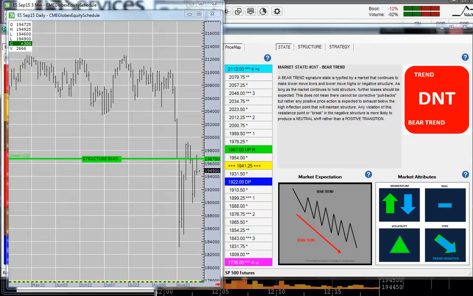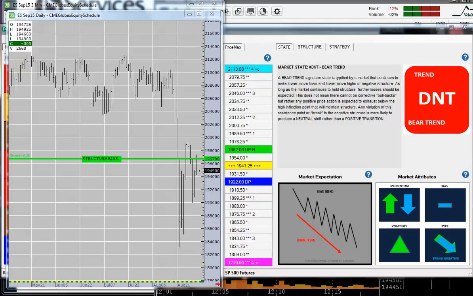The funds identify a structure bias, and what JS Services calls a reversal level. This is the over-under number for the trade period, where sentiment shifts from positive to negative. It is the inflection point that defines the structure bias of the market state. So in the S&P today, we identified this level as 1967.